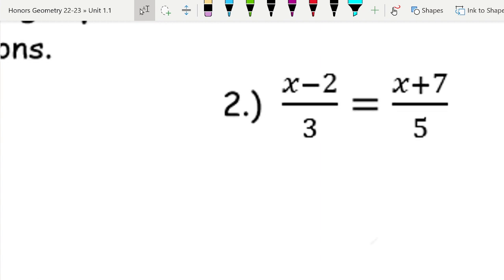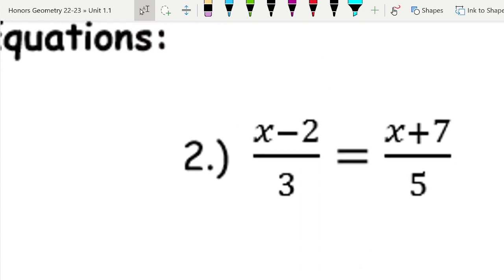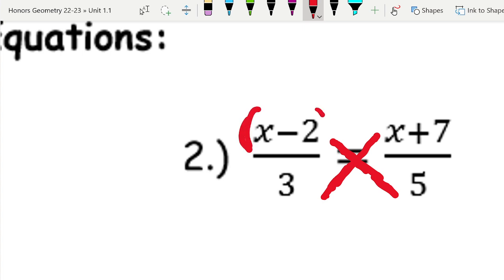For number 2, we have a proportion, which means a fraction equals a fraction, or something over something equals something over something. Whenever we encounter this, our shortcut to solve is to cross multiply. That means the numerator of one gets multiplied by the denominator of the other, and we need to make sure we distribute into those numerators.